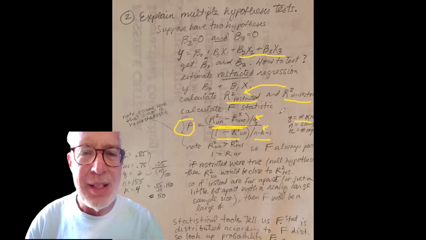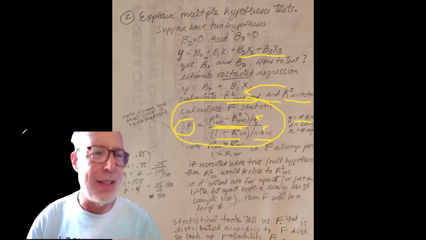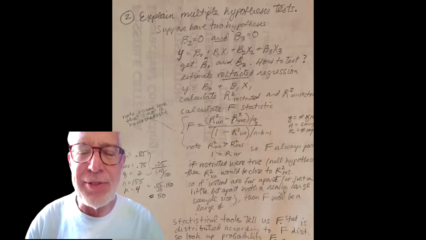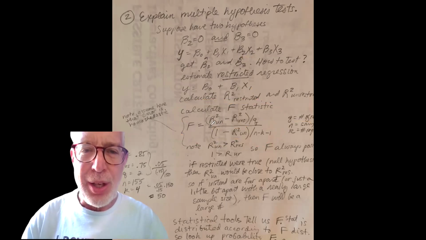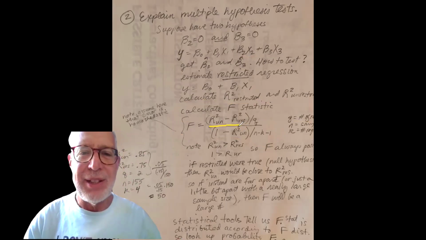So this is the key test statistic for testing joint hypotheses. Let me erase here. Essentially, it's the difference between the unrestricted R-square and the restricted R-square. The bigger that is, the higher is the f-statistic.